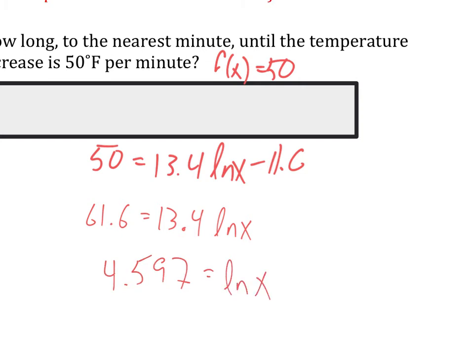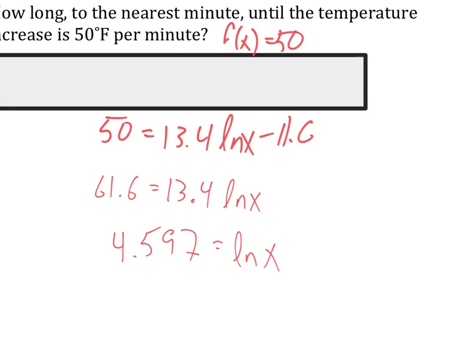Now at this point, I'm trapped. I'm trapped in logarithmic form. I can't really do anything else. So anytime dealing with exponentials or logarithms, if you're trapped in one form, you translate it to the other. So I want to put this in exponential form. The base of a natural logarithm is e, so I could say e to the power of 4.597 equals x.